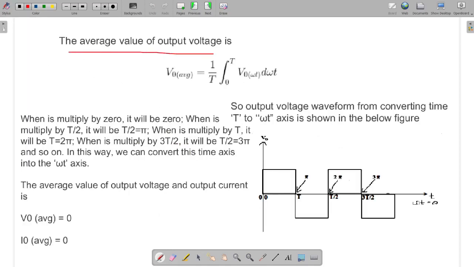Considering the average value of the output voltage over the entire waveform, up to the period T, the average value is 0. This is because one half is positive and the other half is negative, and both cycles are equal, so that is why it is equal to 0.